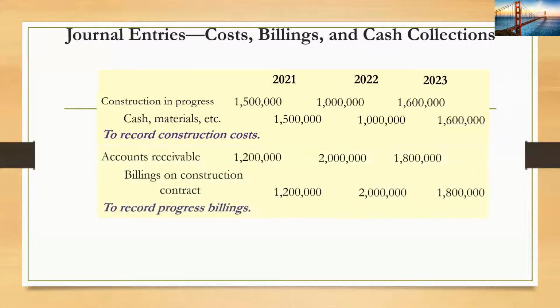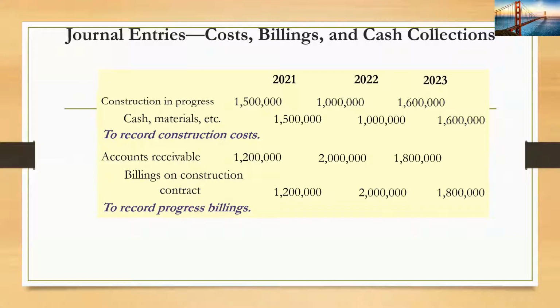The second journal entry occurs when Landmark bills its customer according to whatever schedule the contract permits. Notice that periodic billings are credited to billings on construction contract. This account is a contra account to the CIP asset. At the end of each period, the balances in these two accounts are compared.